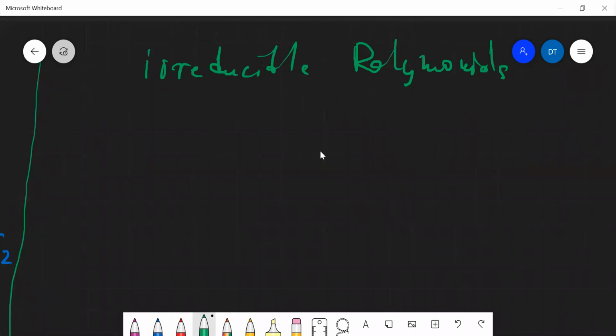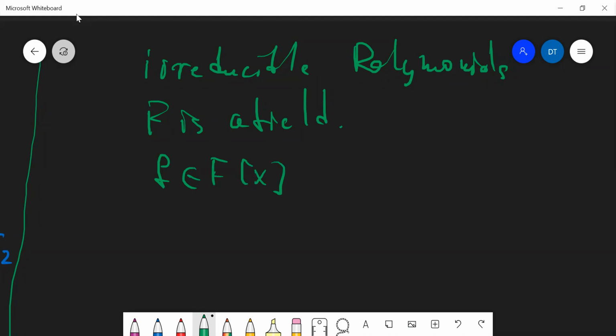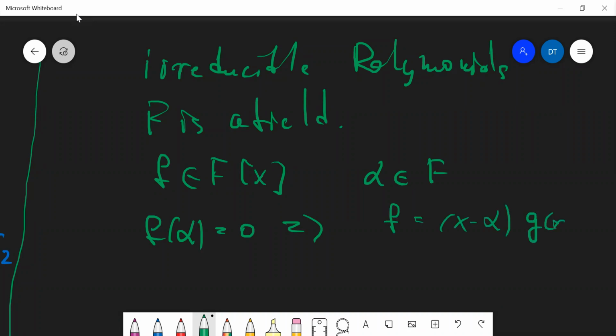Okay, so suppose F is a field, and we have a polynomial here. What does it mean that this polynomial has a root? If alpha is an element of F, and F of alpha is equal to 0, then we know that F is divisible by x minus alpha, which means that F can be presented as x minus alpha times g of x. So if we have a root, then we're divisible by a linear polynomial x minus this root. So if a polynomial is irreducible and nonlinear, it cannot have roots.